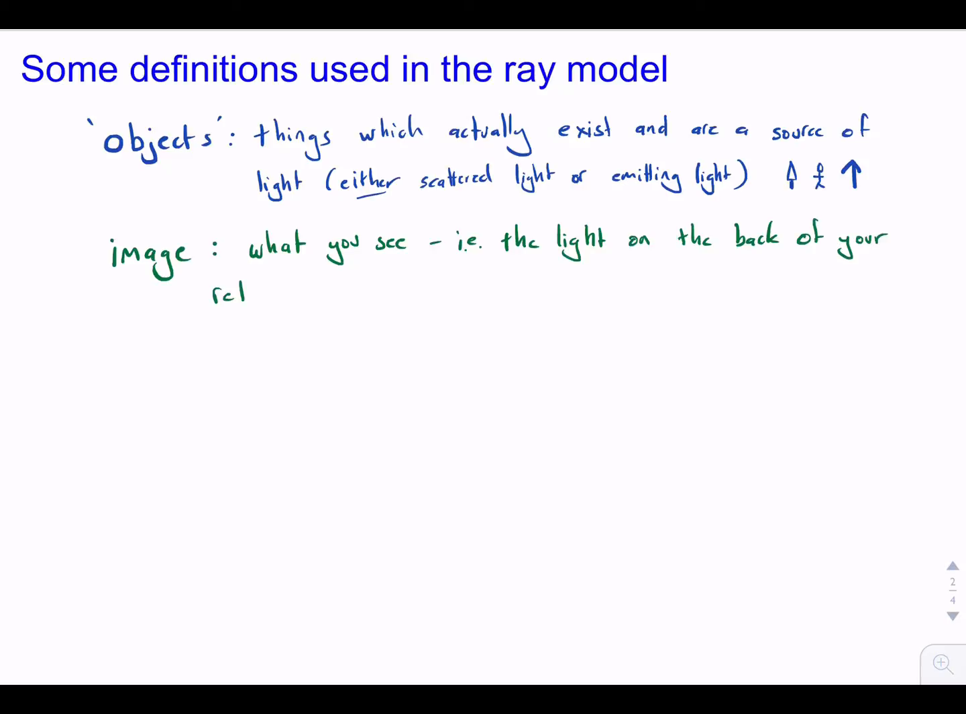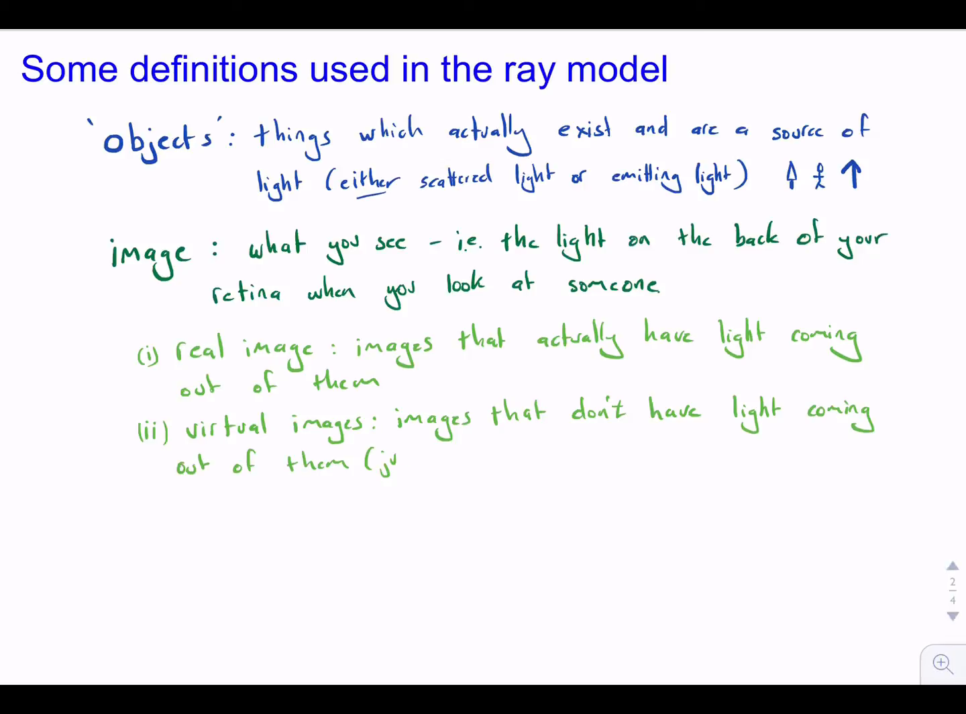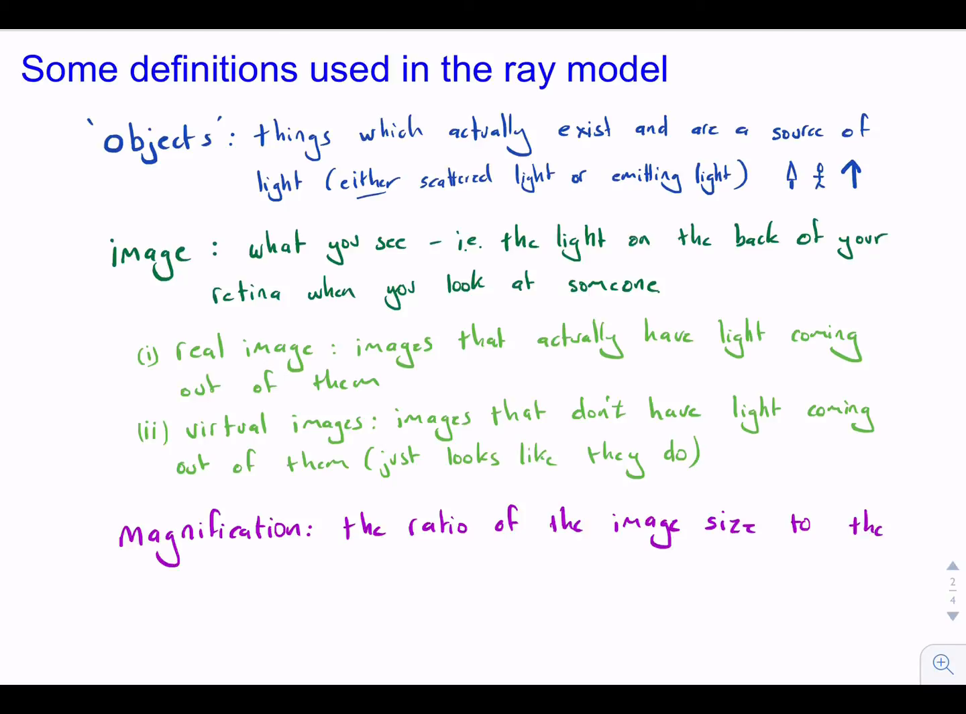This is the light on the back of your retina when you look at somebody, for instance. And there are two types of images. There is a real image, and these are images that actually have the light coming out of them. The example I showed you on the previous slide is a real image. Or there's a virtual image. These are images that don't have any light coming out of them, but they look like they do. Mirrors form virtual images. This will be clear in a moment when we do an example with a mirror. And finally, it's worth defining magnification. Magnification is the ratio of the image size to the size of the object.